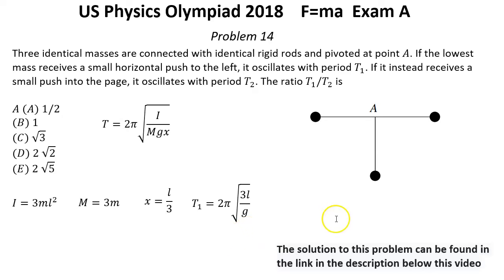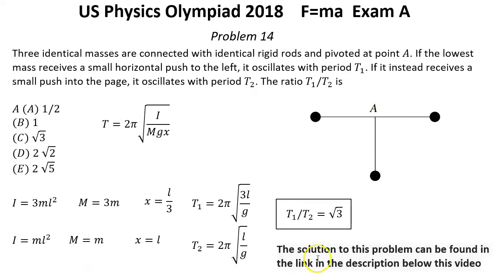In the second case, only the lowest mass participates in this oscillation. The two other masses are not moving. So it means that I equals mL squared, mass equals small m, and x equals L. In that case, the period equals 2 pi multiplied by the square root of L over g. And T1 over T2 will be the square root of 3, which is answer C. That was the solution for problem number 14.